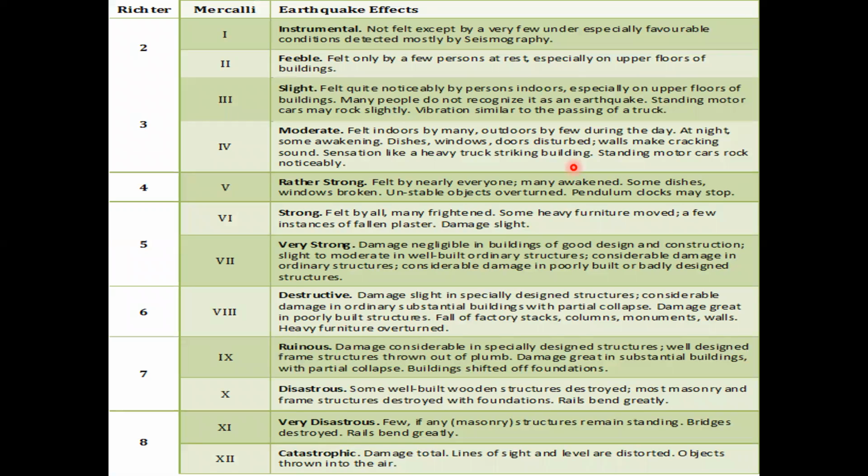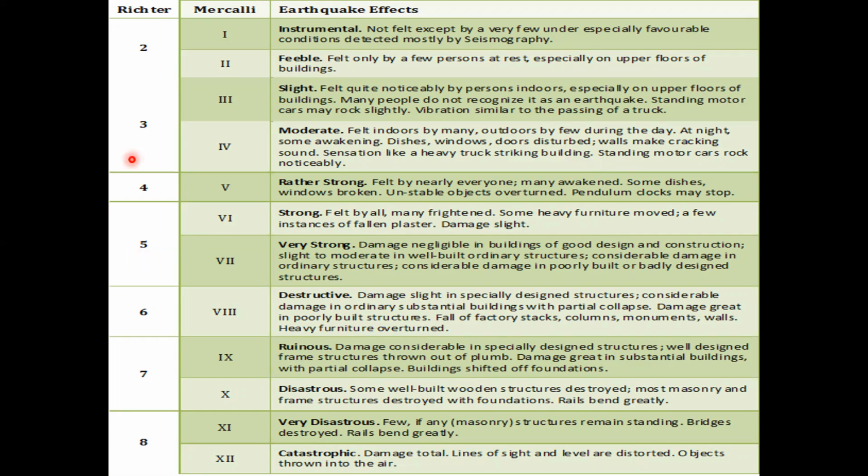Magnitude and intensity follow a scaling system. For magnitude, we are using the Richter scale. Magnitude 1, 2, 3, 4, 5, 6, 7, and 8. Then for intensity, we are using the Mercalli intensity scale. Roman numeral 1 up to Roman numeral 12. 12 is the highest and 1 is the lowest. And so with the magnitude, for the Richter scale, 8 is the strongest earthquake while 1 is the lowest.